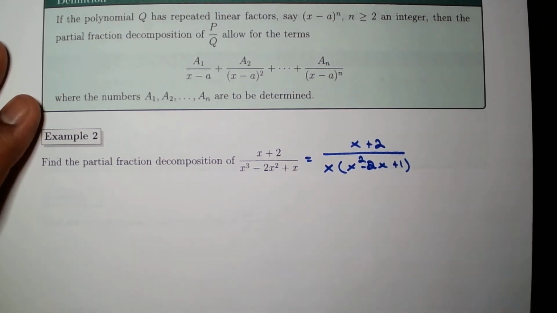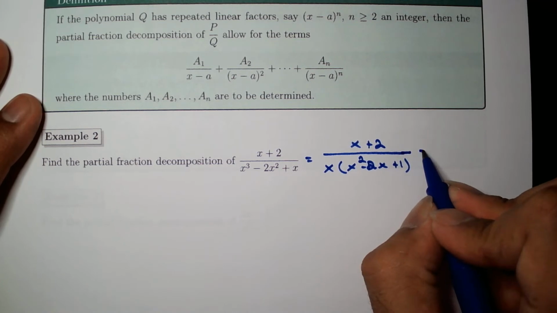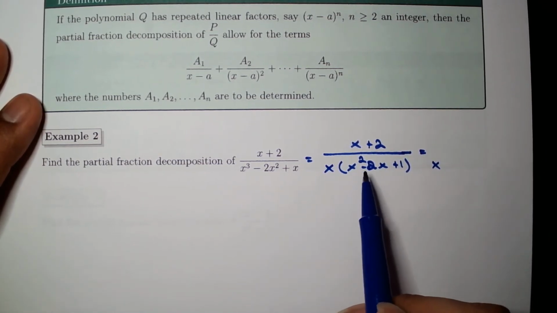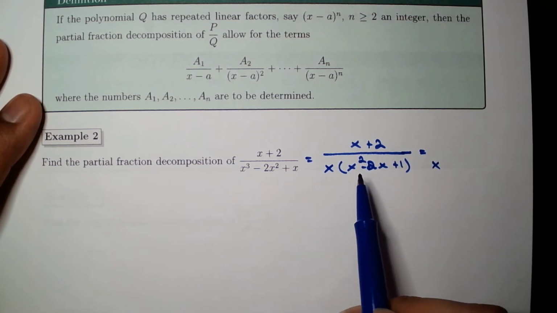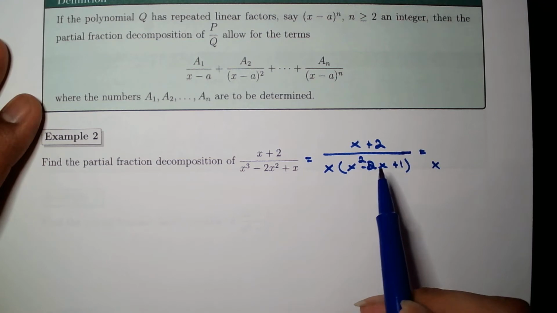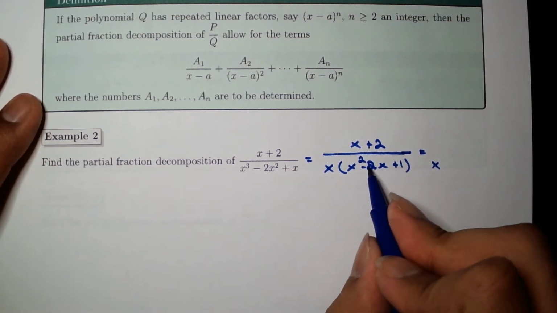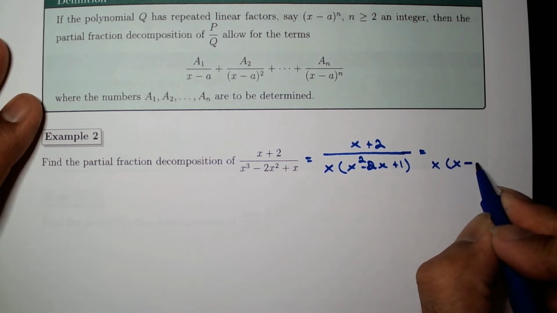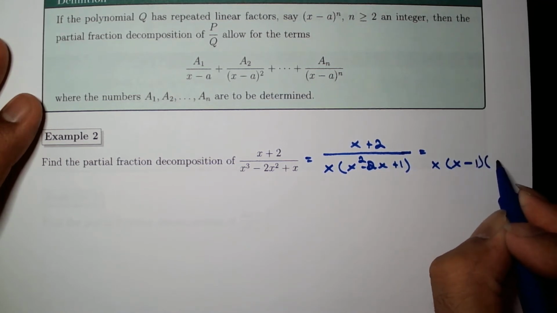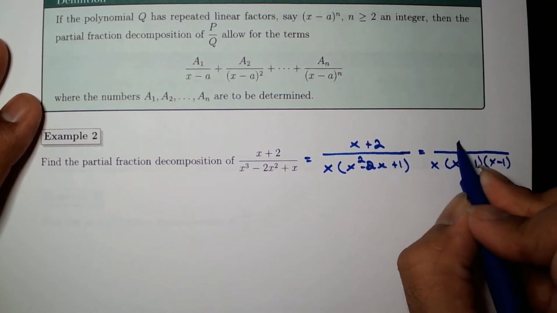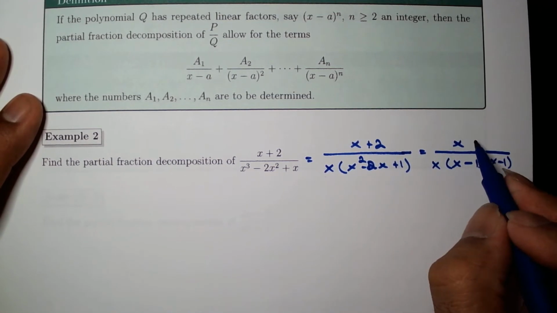Okay, and then in this case we can still further factor this quadratic factor. So x squared minus 2x plus 1: factors of 1 that add up to negative 2. Well, that's x minus 1 times itself. But in this case, you might want to rewrite this in a slightly different form. I'll show you how.